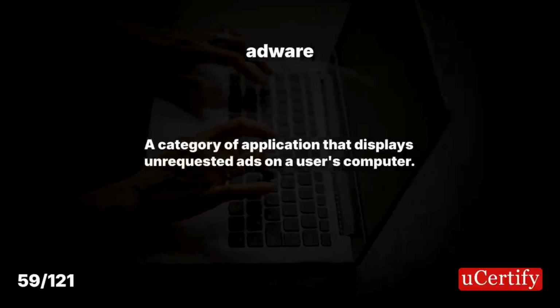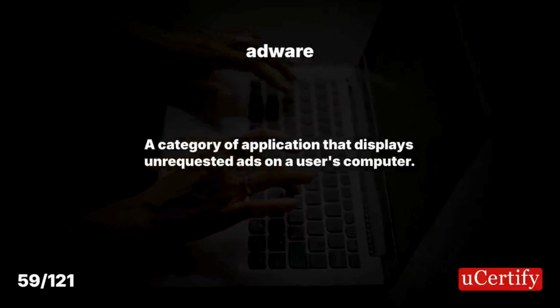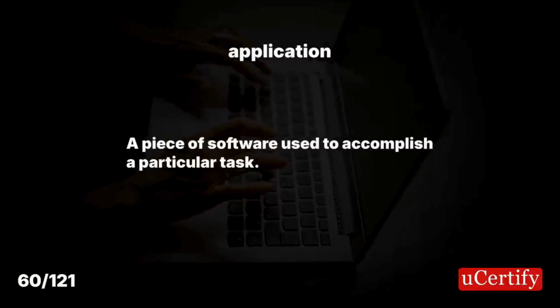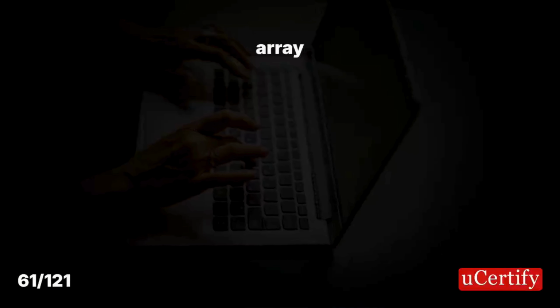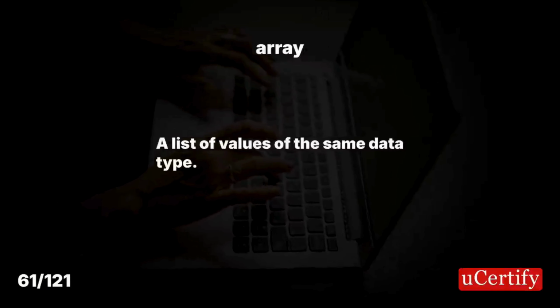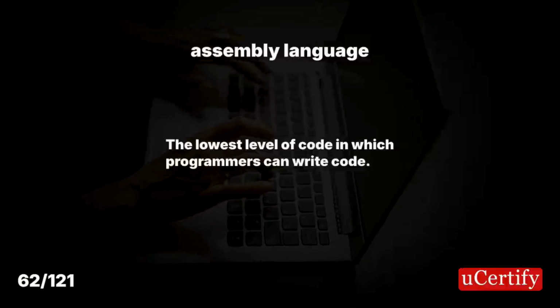Term: adware. Definition: a category of application that displays unrequested ads on a user's computer. Term: application. Definition: a piece of software used to accomplish a particular task. Term: array. Definition: a list of values of the same data type. Term: assembly language. Definition: the lowest level of code in which programmers can write code.